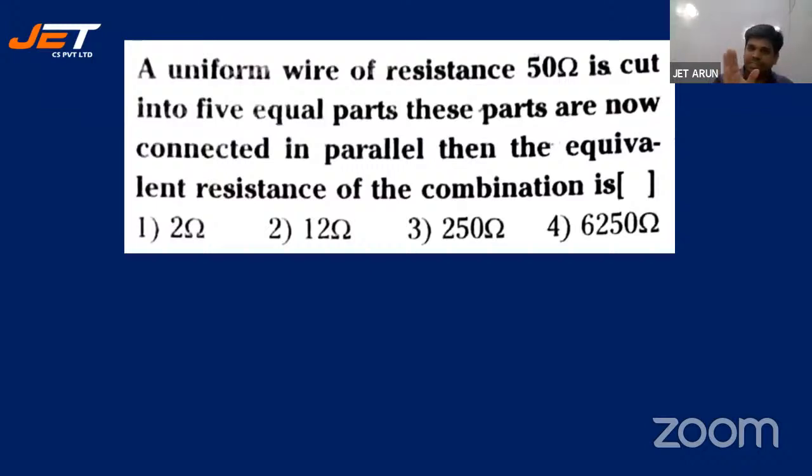When I have N resistors, each of R ohms resistance, my equivalent resistance is R by N. So I've got 5 identical resistors, each of 10 ohms. So 10 by 5 is 2 ohms. So the equivalent resistance is 2 ohms.